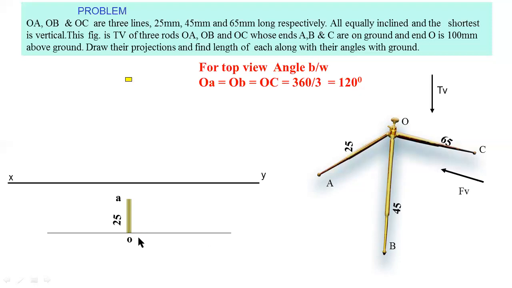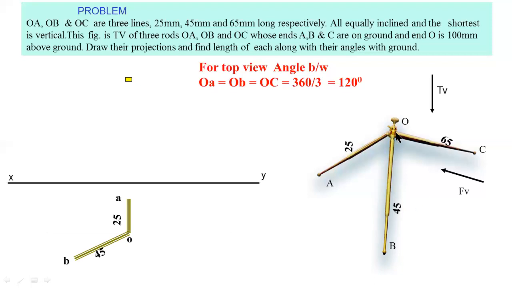That's why for the second line OB, you have to mark 120 degrees from this line to this line. This is OB. The length of the OB line, you have to consider OB equal to 45 mm. You have to draw a 45 mm line. Now the angle between these two lines is 120 degrees.